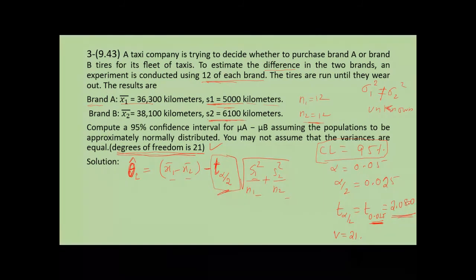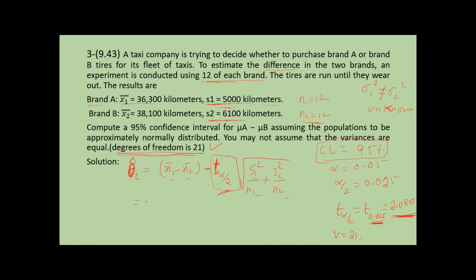We have seen enough number of times how to find the T value from the table, so I didn't open the T table right now. If you have any doubt on finding the T value from the table, discuss with me during the discussion session, right? 2.080 has been found. Now, quite easy, substitute here.